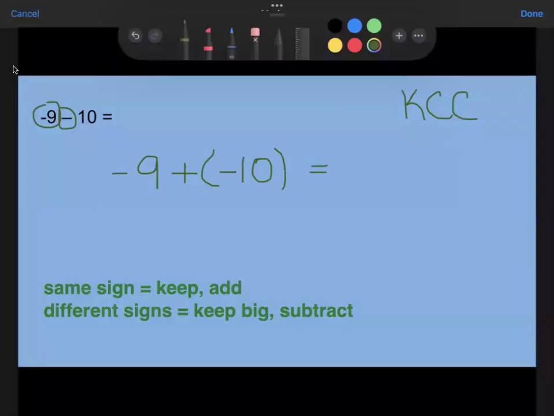Now we're going to use our adding integers rules to finish this problem. Both of those have the same sign and they're both negative. So we're going to go ahead and keep that negative sign. Then we're going to have to add those integers together. 9 plus 10 is 19. So the answer to this, -9 minus 10, is -19.